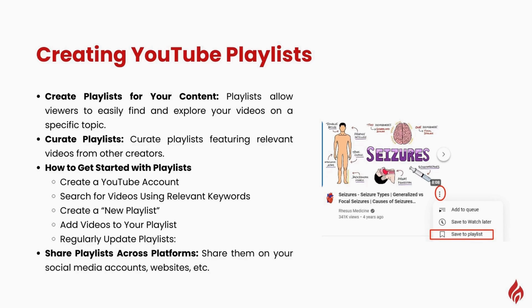Now, to get started with playlists, you first have to create a YouTube account. This gives you access to playlist features like creating, organizing, and tracking your content. And then you search for specific keywords related to epilepsy to find relevant videos that you can add to your playlist. And then once you've found those videos, you create and name your playlist clearly so that your audience knows exactly what to expect. For example, you could name a playlist Latest Epilepsy Research.